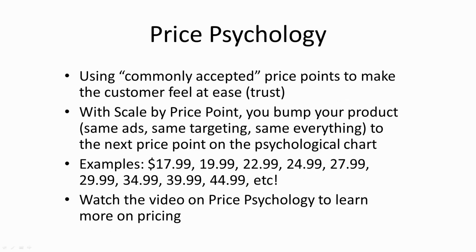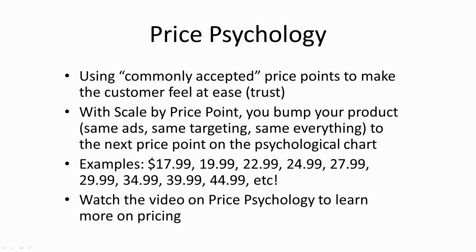So let's talk a little bit more about price psychology. Again, watch the video on price psychology to learn this entire thing. But price psychology in the lens of scaling by price point, we're going to be bumping our product to the next psychological price point on that psychological pricing chart, or whatever you want to call it, these commonly accepted prices. And again, some examples, you're seeing them on the screen right now: $17.99, $19.99, $22.99, $24.99, $27.99, $29.99, $34.99, etc. Right? You've seen these prices. They're very normal. They're not surprising or weird or anything like that, right? You've just come to expect these prices in a store.